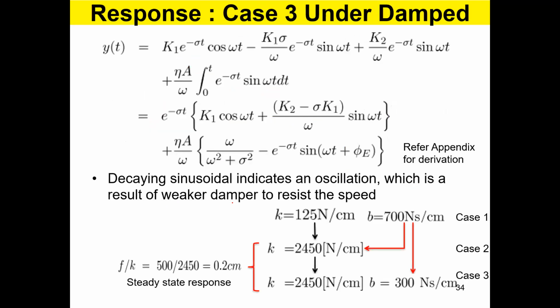So when you put them in the next line together, you will see k1 e to the minus sigma t cos omega t and all the other terms like this. After that is basically simplification.